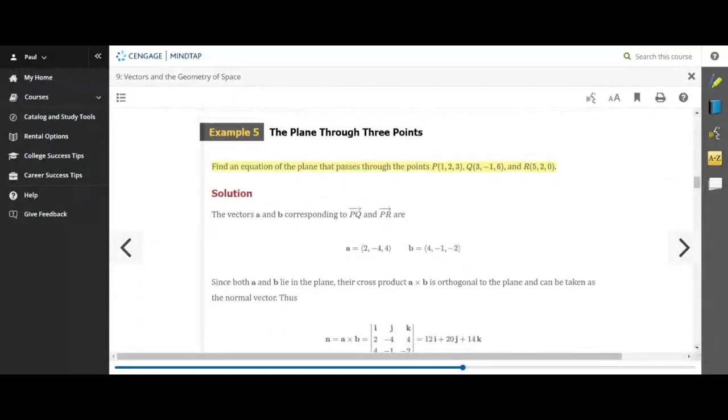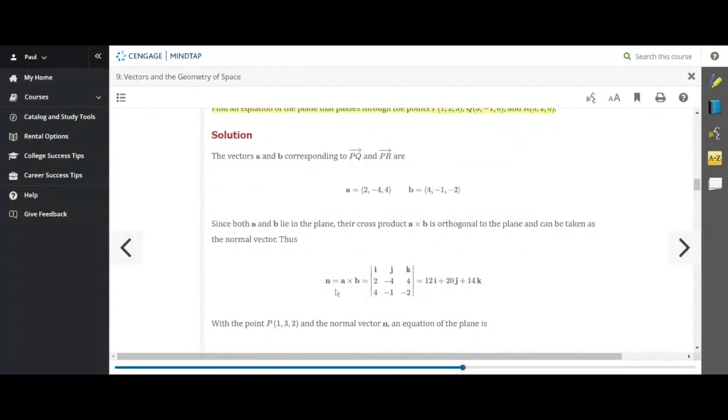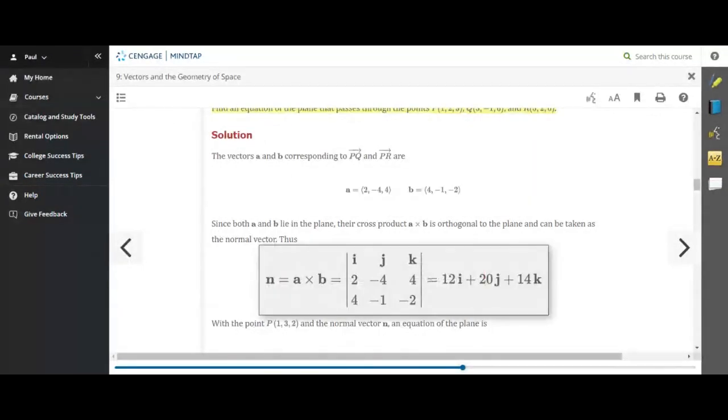So here, the P and Q, they compute them. They subtract the points, and they call them vectors A and B. And then they do the cross product of those 2 vectors to get the normal vector to the plane. So a normal vector to the plane is 12i plus 20j plus 14k.